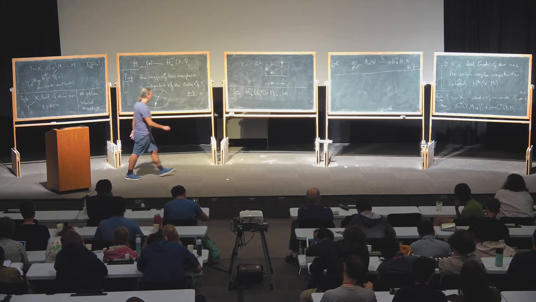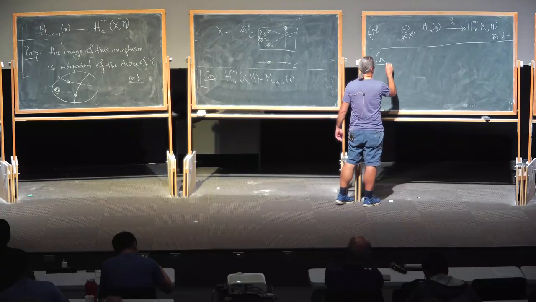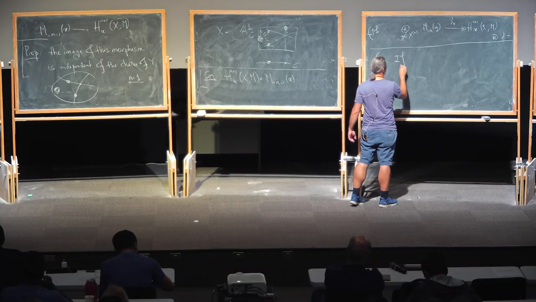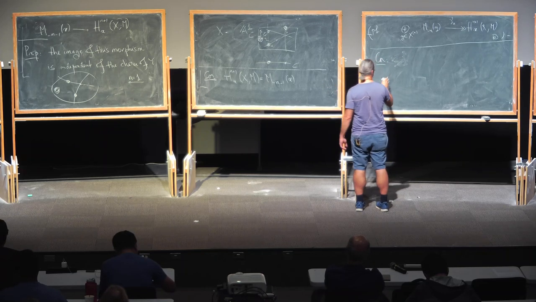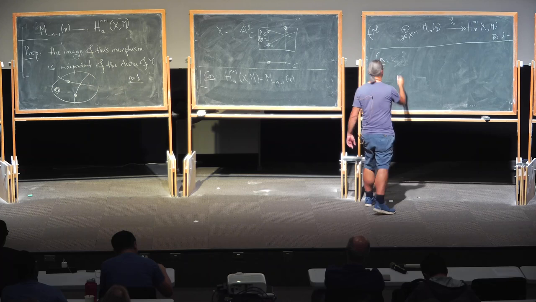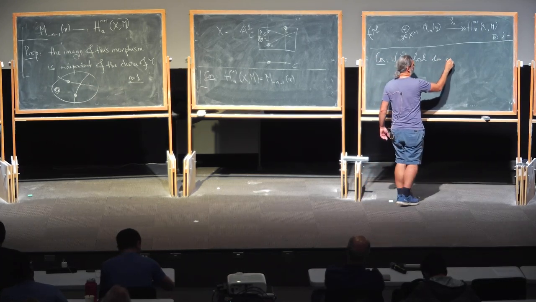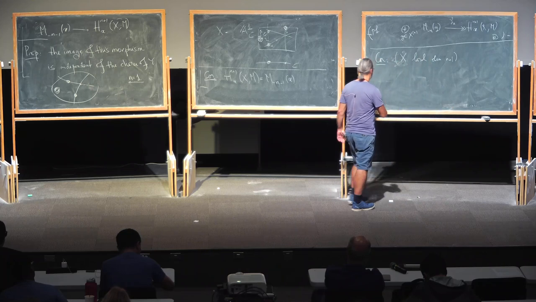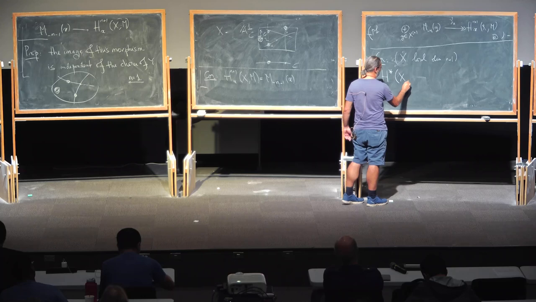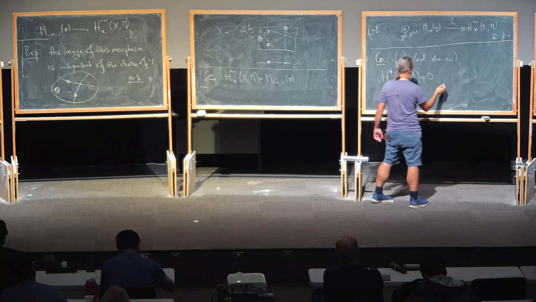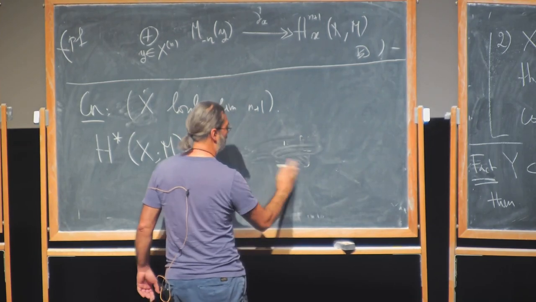Here is also an interesting corollary. In this proof I assumed that X was Henselian, but a priori X is just local, so let me remind you, X is local of dimension n plus 1. The corollary is that the cohomology of X with values in M is zero, except for star equal n plus 1.